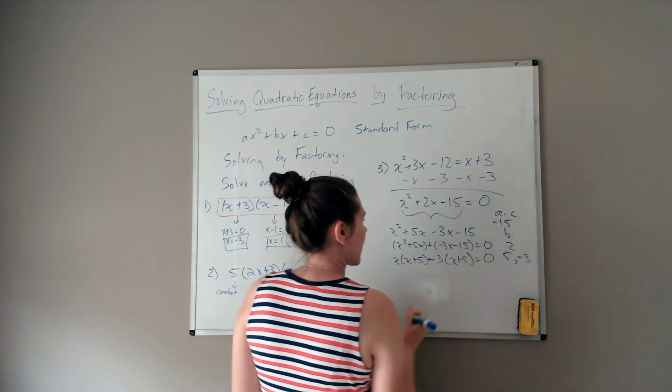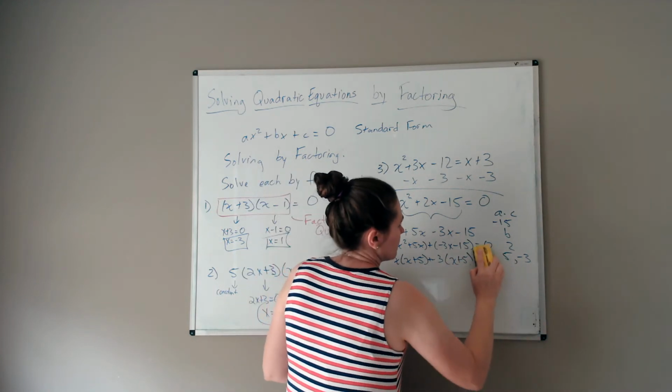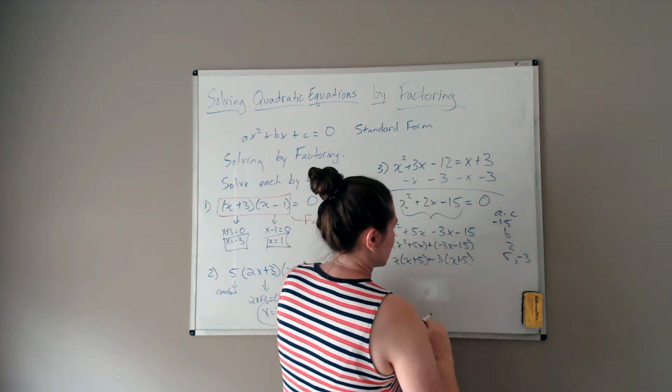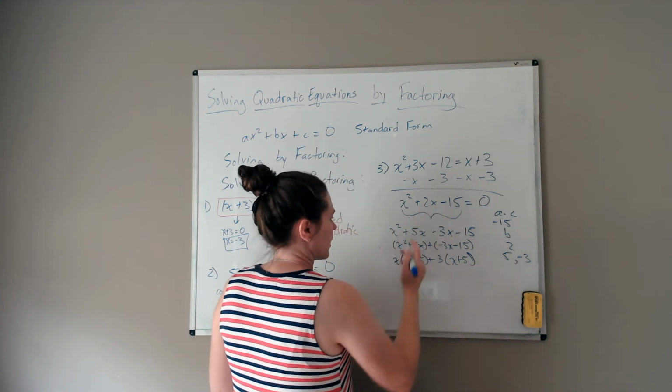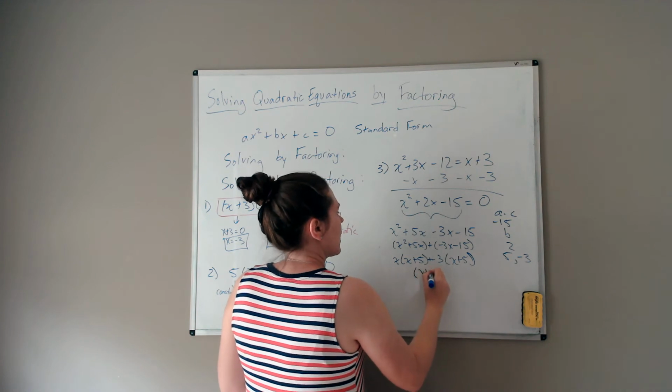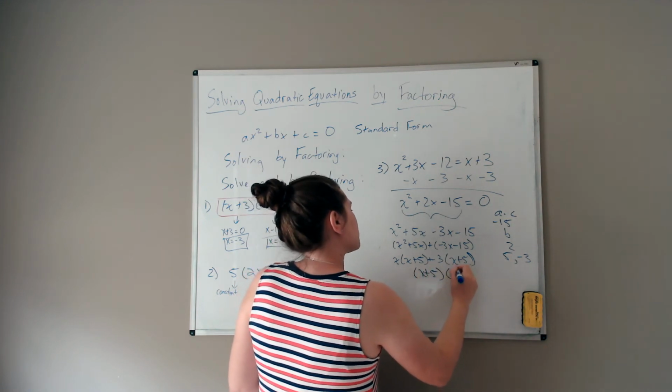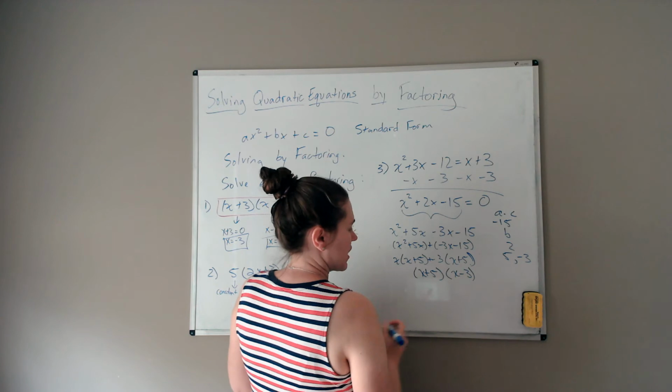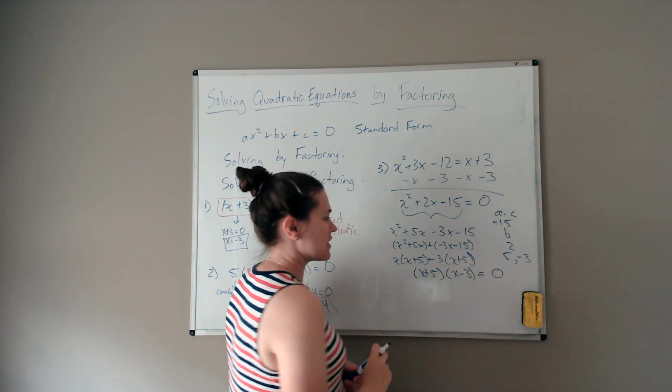Take out the greatest common factor. Oh, I don't need to put these. We'll put this equals 0 back in at the end after we factor the left-hand side here. So it's going to be x plus 5 times x plus -3, or x minus 3. Now we can put back in that equals 0.